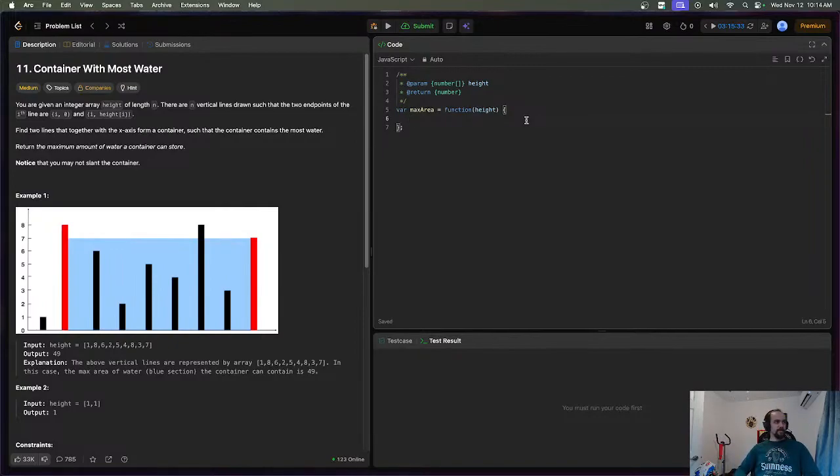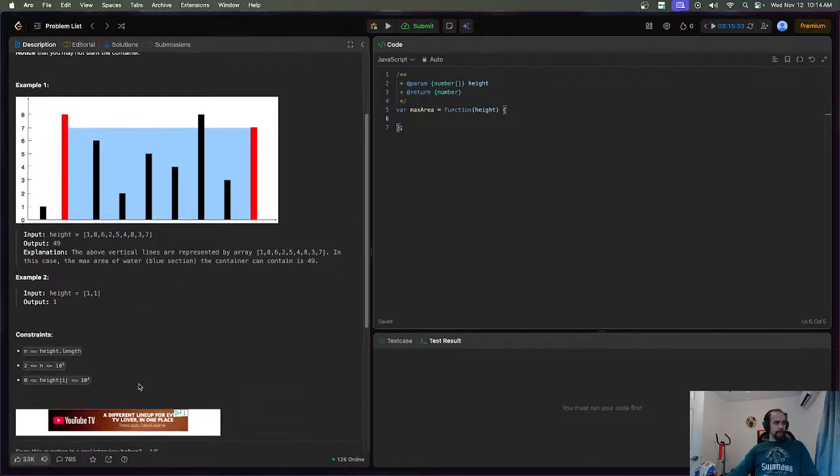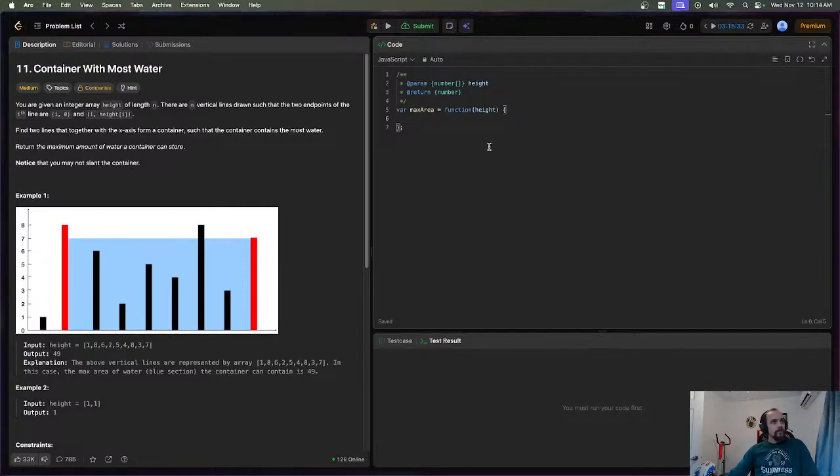What are we trying to return? The max amount of water a container can store. And so, yeah, it would just be 1, 2, 3, 4, 5, 6, 7, and this is 7 high. The above vertical lines are represented by an array. In this case, the max water contained is 49. Let's write a naive solution and then we'll think while we do that.